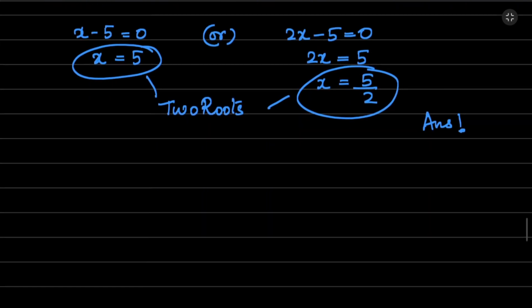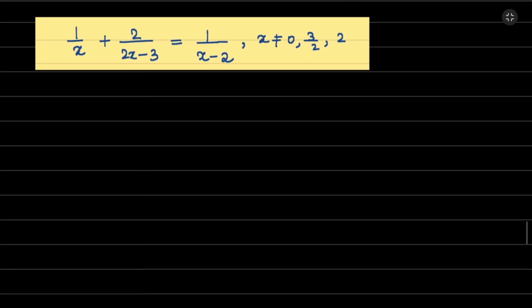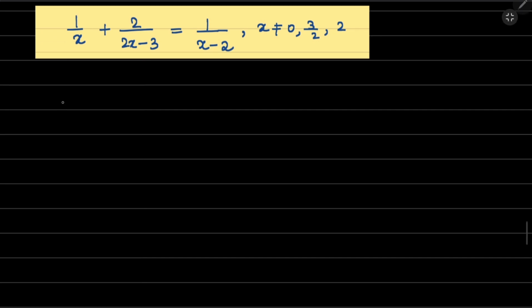Okay, let's move on to the next question. Again, here also you'll have to solve for x, and one way of doing it is you can take the LCM and then cross multiply. So let's do it. So 1 by x plus 2 by 2x minus 3. What will be the LCM? It will be x multiplied by 2x minus 3.